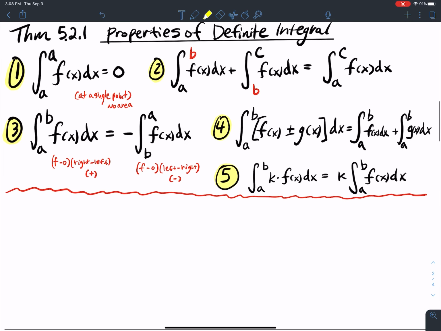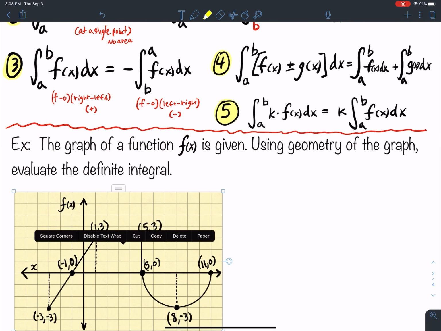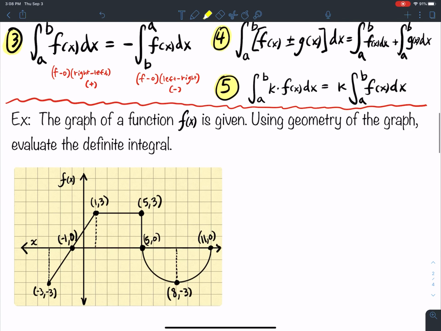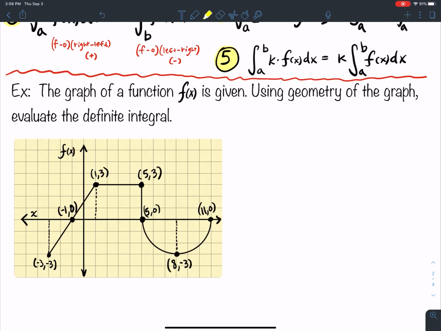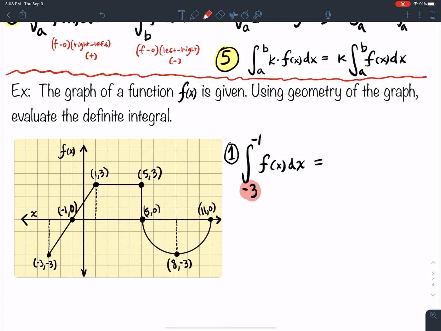All right, so now let's apply these properties from definite integrals to a problem. So we've got a graph of a function f of x given, and I want to use geometric formulas that help me find area to calculate the definite integrals given. So the first definite integral I want to calculate is the integral from -3 to -1. So I'm going to change colors here to make this more visible. So from -3 to -1. So x equal -3 is here to -1.